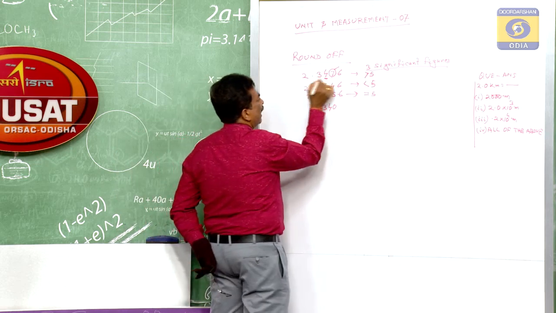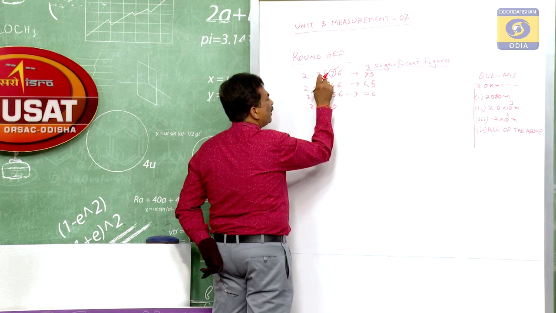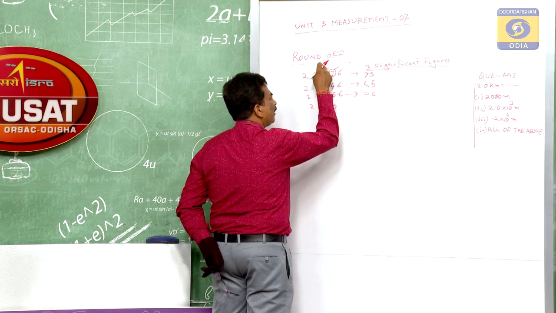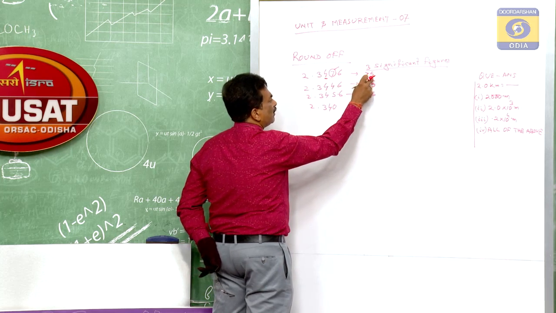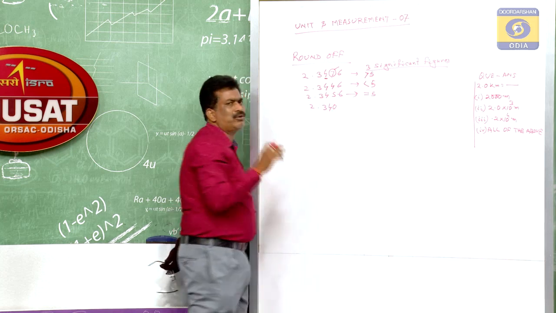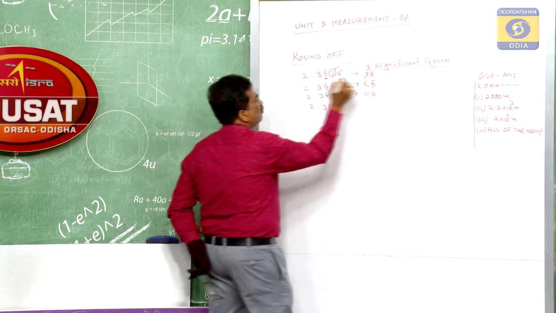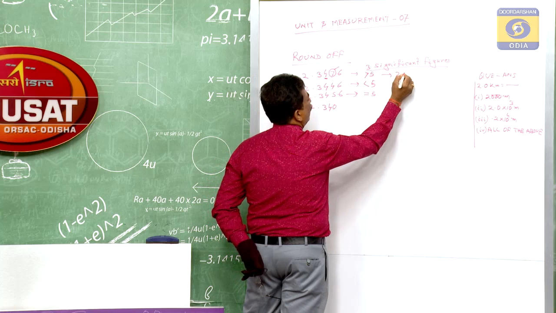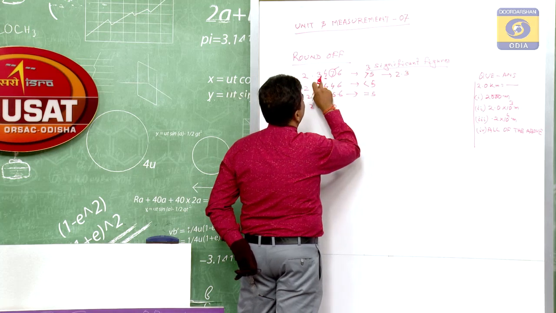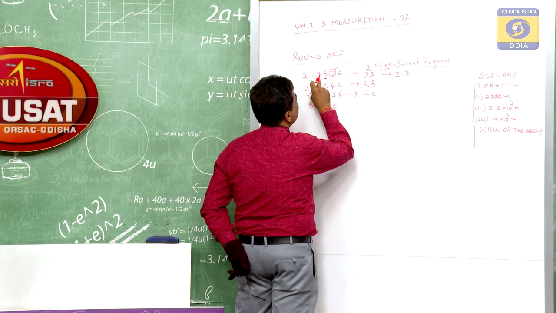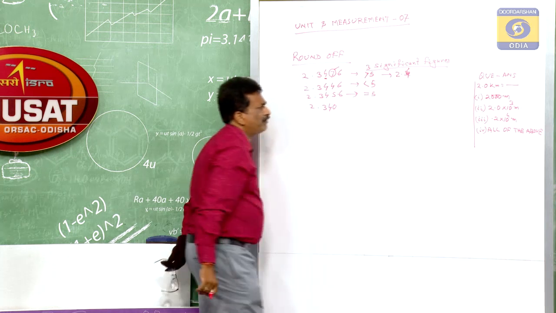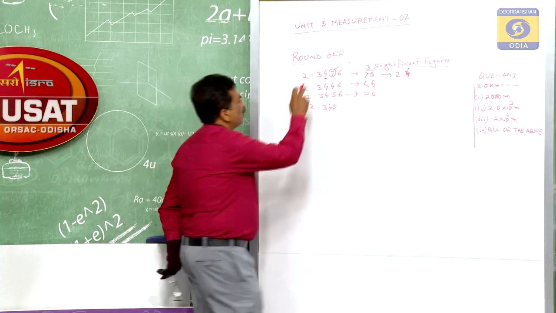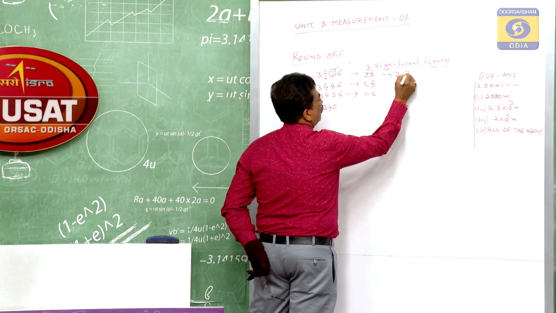So, here the third place will be the last digit. If it is rounded off from here, the number that follows is 7, which is greater than 5. So, the preceding one is to be increased, and the preceding one is 3, so that becomes 4, which means it is 2.34.